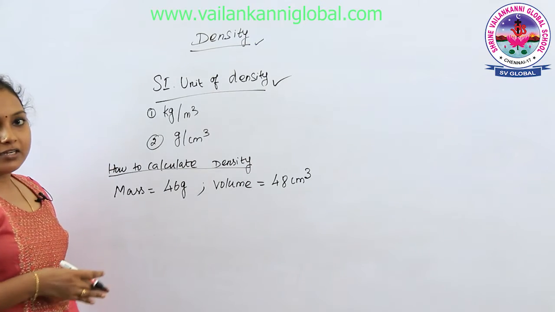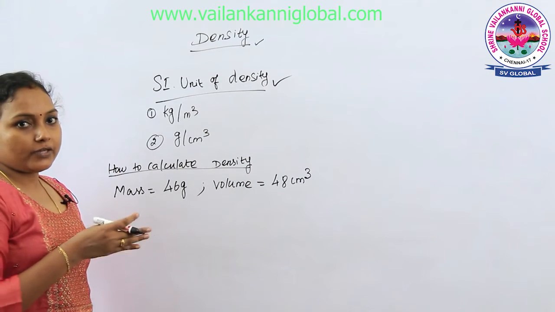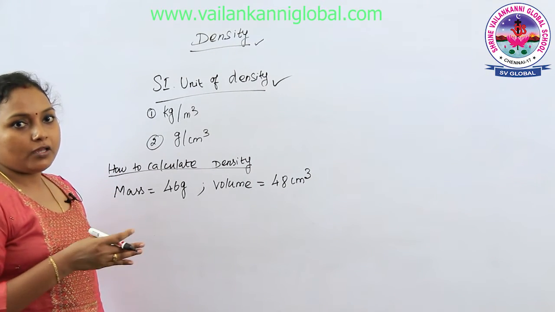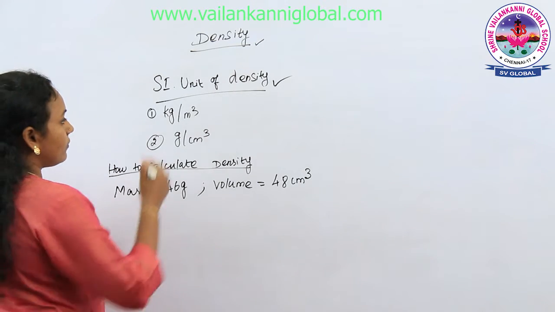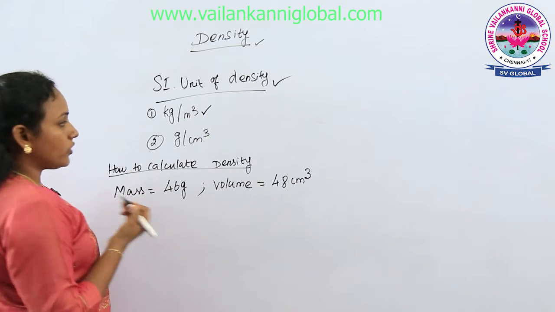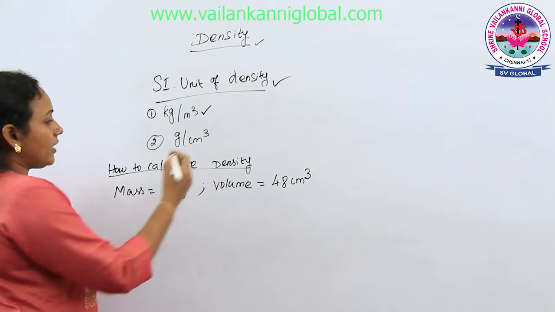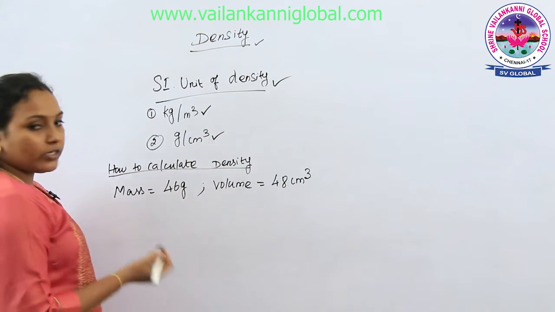Next one, SI unit of density. Before that we learned the SI unit of mass and the SI unit of volume. Now we are going to learn the units of density. The first one is kilogram by meter cube. The second one is gram by centimeter cube.